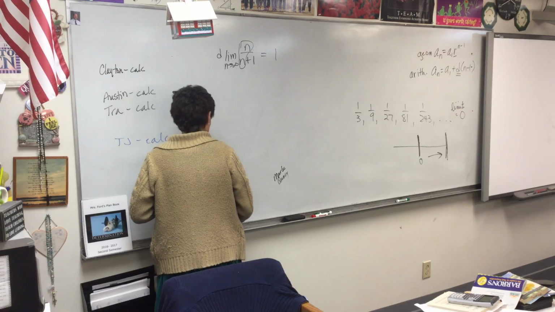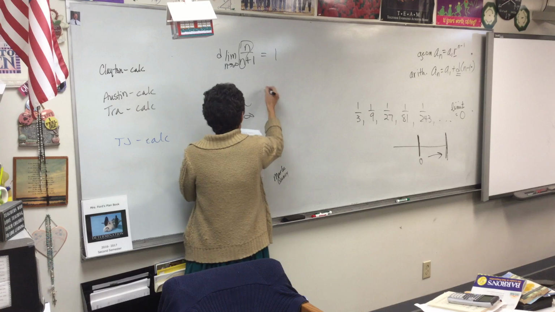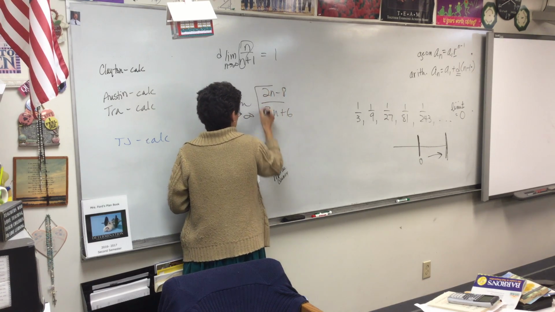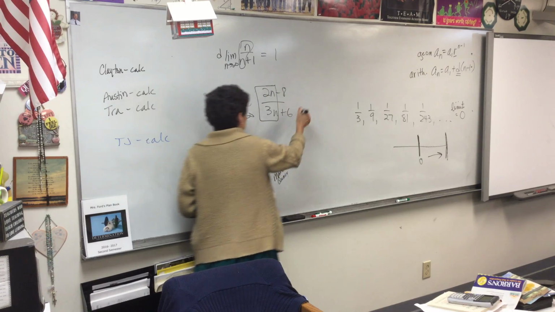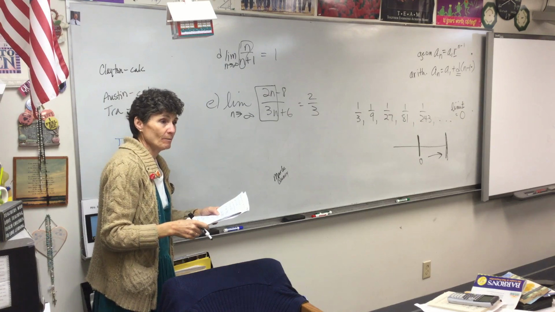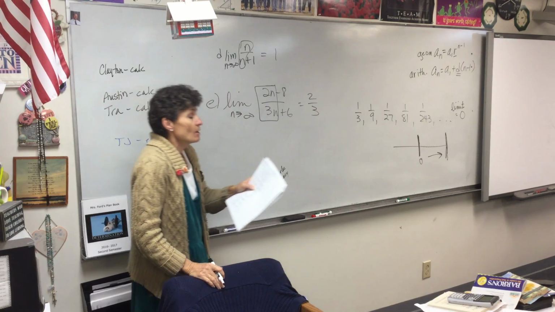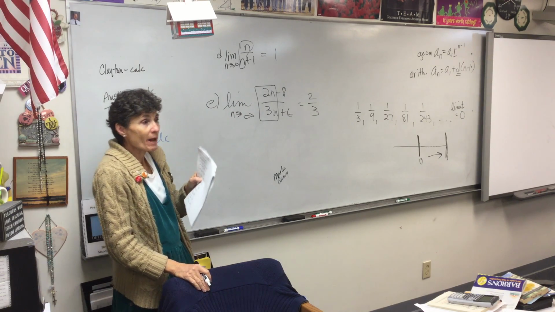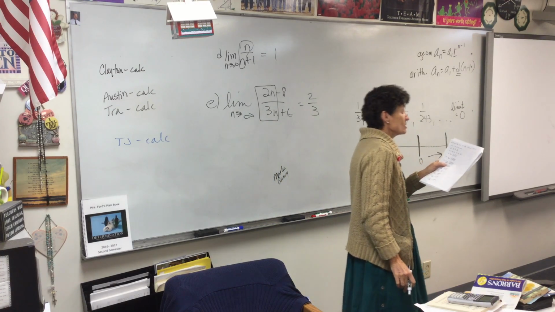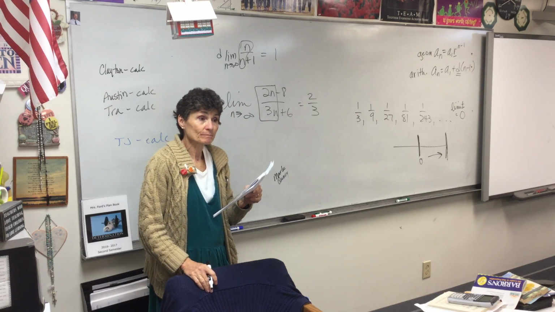The next one, E, we have the limit of 2n minus 8 over 3n plus 6. So what's that one? 2/3. Starting to look familiar now? What's F? 4/5. We look at the highest power. So what's the highest power in F? N squared? So we've got 4n squared over 5n squared?